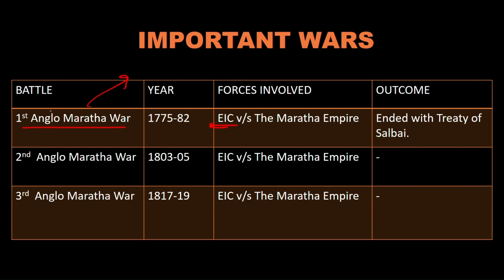The first Maratha war was fought in the year 1775 to 82, and it ended with the Treaty of Salbai. A lot of treaties were signed in the middle also that we'll study in the end. Then the second battle was fought in the year 1803 to 05, and the third battle was fought in the year 1817 to 19. There was no final single treaty that was signed. There were different treaties signed between the East India Company and the different clans, so we'll study them.